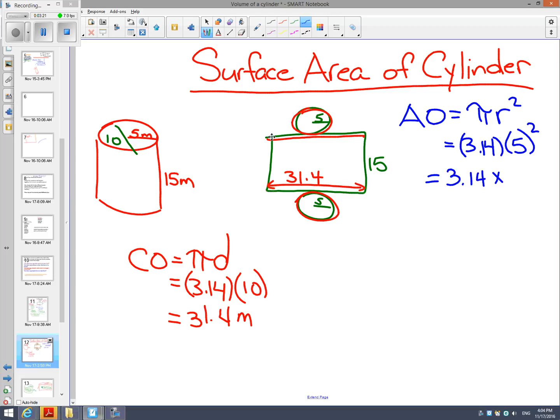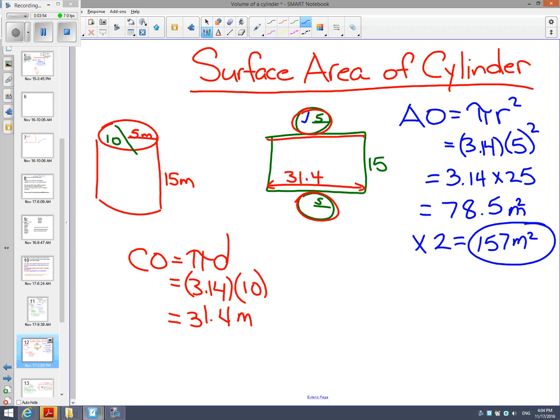That equals 3.14 times 25. And when I do that math, I will get 78.5, and that's actually meters squared. What I've done now is figure out what one of the circles is. Beautiful. I have two circles, however, so I can just simply multiply this whole thing by 2. If I multiply that by 2, I will get an answer of 157 meters squared. And that is the area of my two circles.